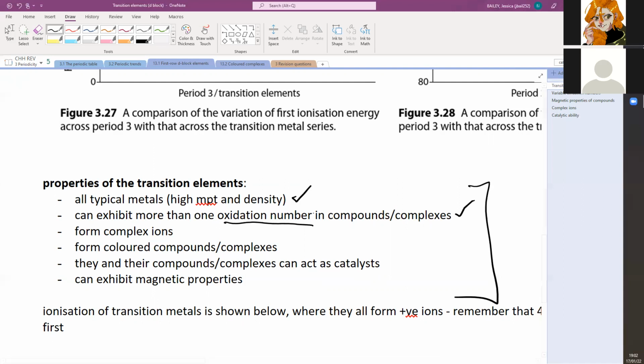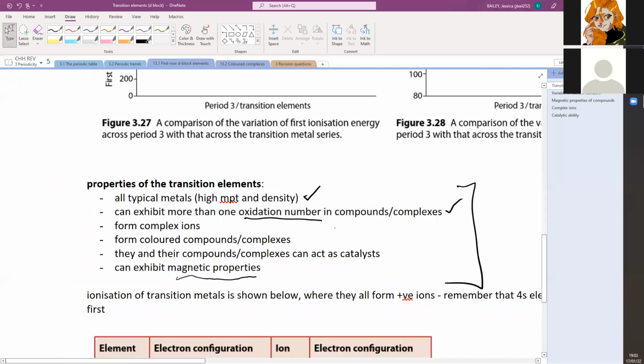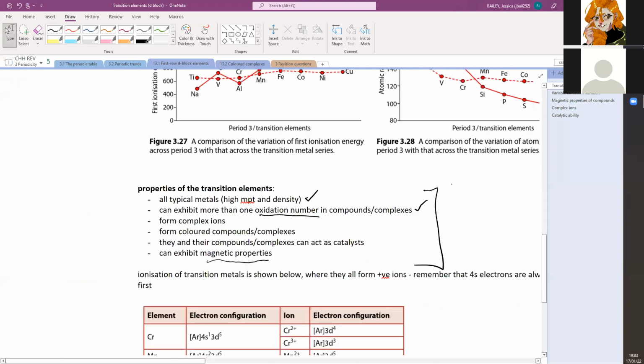Forming complex ions and colored complexes has to do with ligands and stuff, so we'll get to that later. And magnetic properties has got to do with how their electrons are arranged. So we're going to go through all of those things in the next couple of pages.